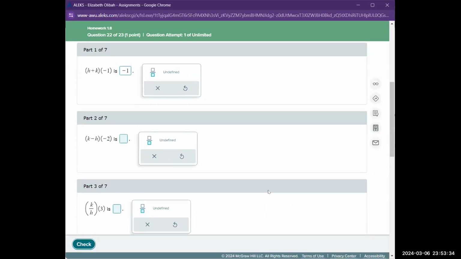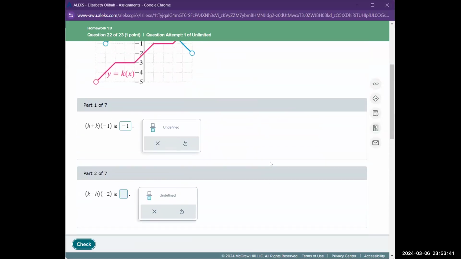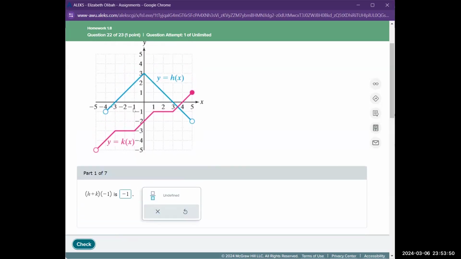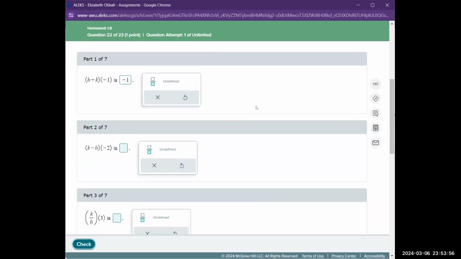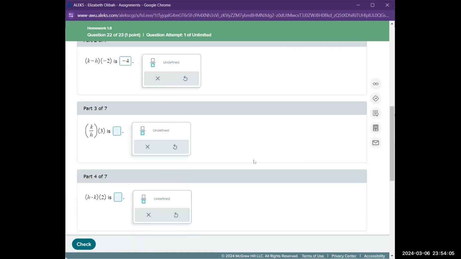Okay, we need to do the next part. All right, now it's k minus h of -2. So let's do the k first. At -2, the k is -3, and the h at -2 is 1. So I need to do -3 minus 1. And this is obviously easier with some paper in front of you, but I'm just trying to show you kind of how I'm doing this.